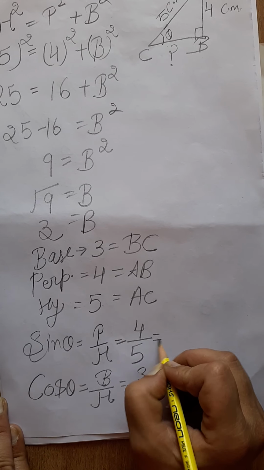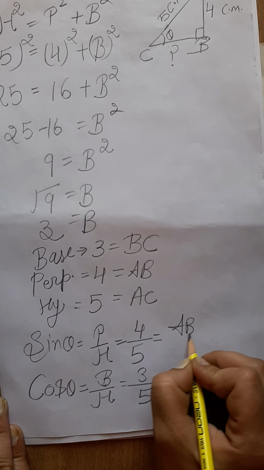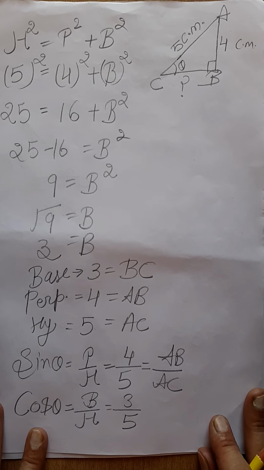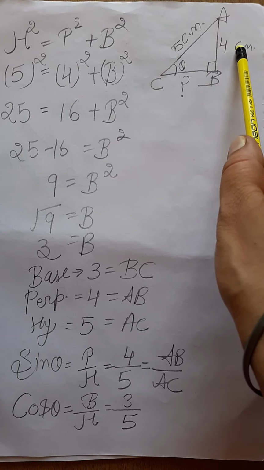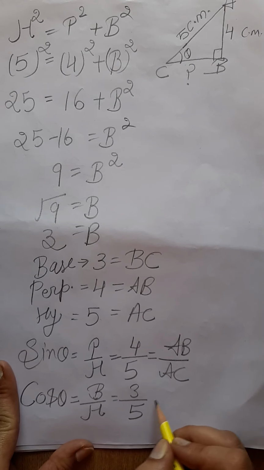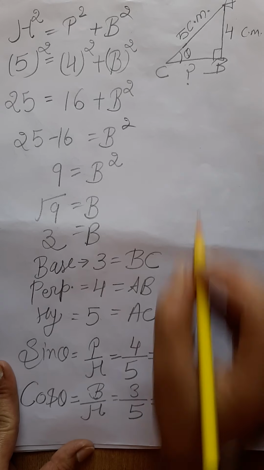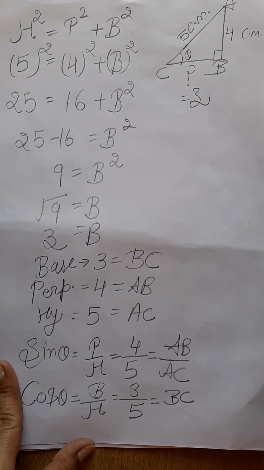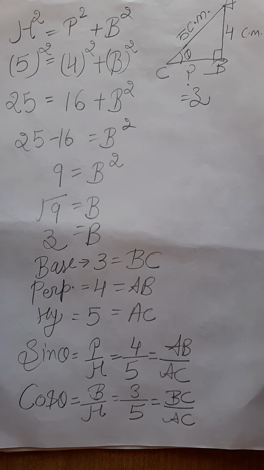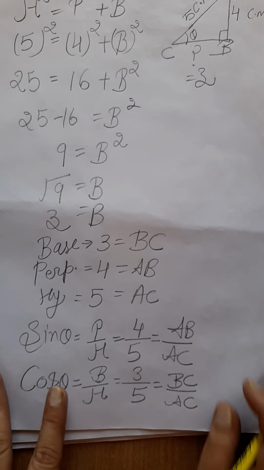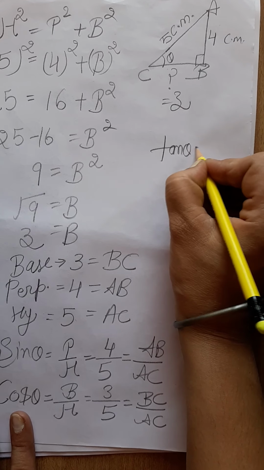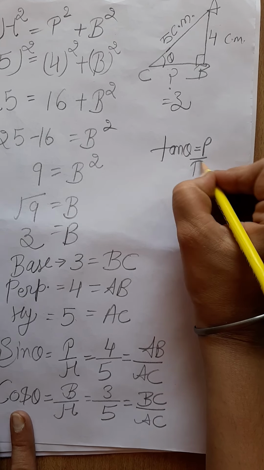You can name it. 4 is the side of AB, and 5 is AC. You can see in your triangle AB upon AC. And in the same way, 3 is the side of BC because we get it, and 5 is AC. In this way, you get the other sides. Like if we have to find the value of tan theta, you can apply P upon B.